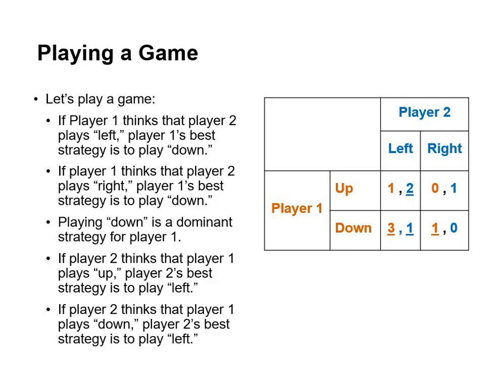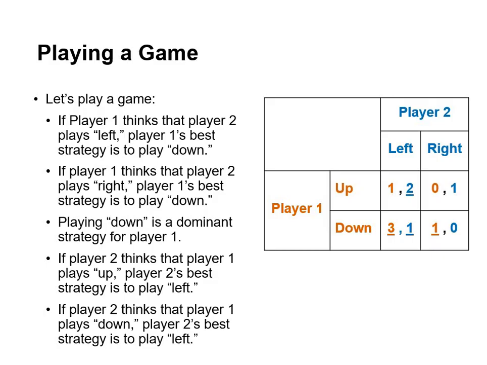So how do we play a game? When playing a game, you need to essentially ask 4 questions, and in doing so, you put yourself in the shoes of each player. Let's start with player 1. Player 1 needs to ask themselves, what is my best strategy if I think player 2 might play left? Shall I play up or down? In this case, down is better than up because down has a payoff of 3 as opposed to a payoff of only 1 for up. So that's why we underscore the 3.